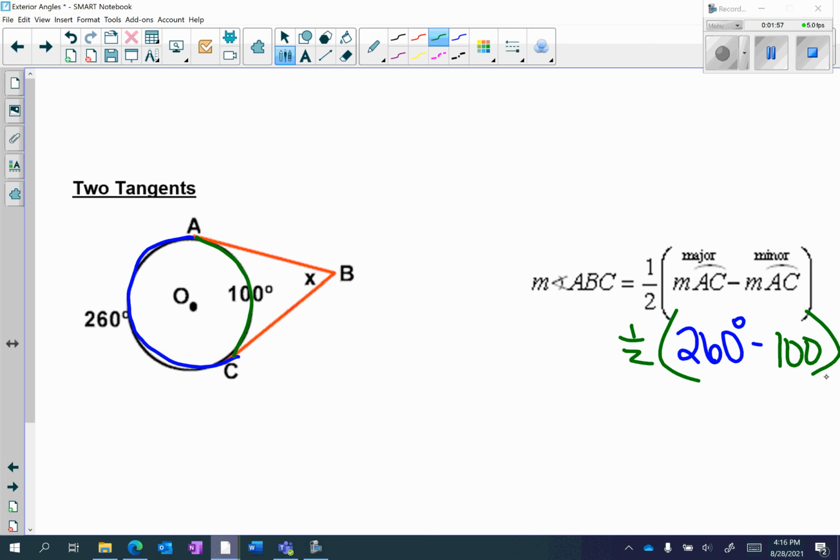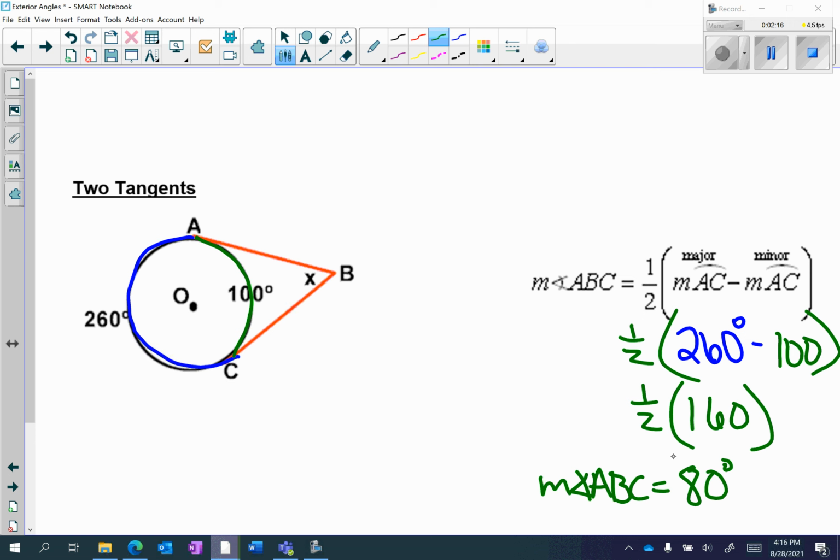So 260 minus 100 is 160, and 1/2 times 160 is equal to 80. So that means the measure of angle ABC is equal to 80 degrees. Again, it's 1/2 times the major arc of AC, which is 260, minus the minor arc of AC, which is 100.